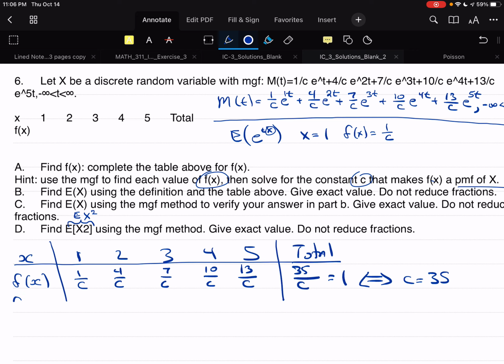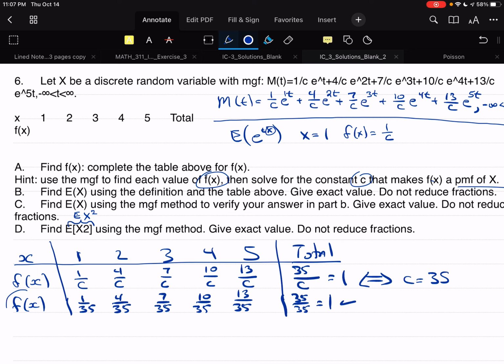So then f of x, I'm going to write it again, is, and this is what I was asking students to do, to give me each value of f of x, not to find the formula that goes with it, but just to give me the PMF value for each value of x. So this is going to be 1 over 35, 4 over 35, 7 over 35, 10 over 35, and 13 over 35, which of course adds up to 35 over 35, which is 1.